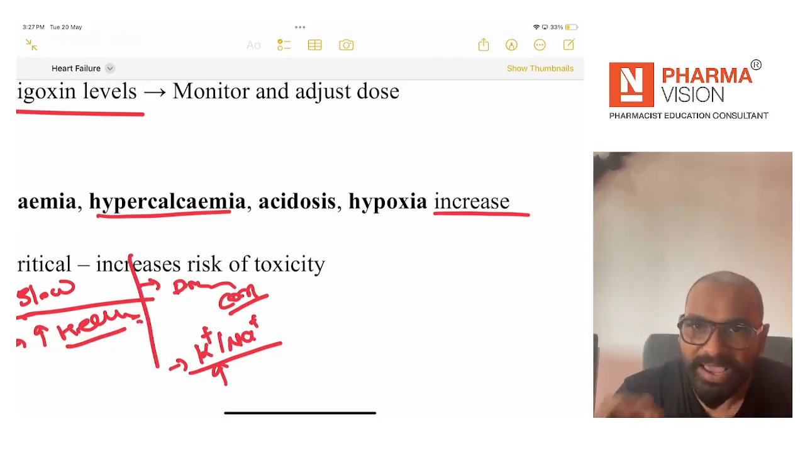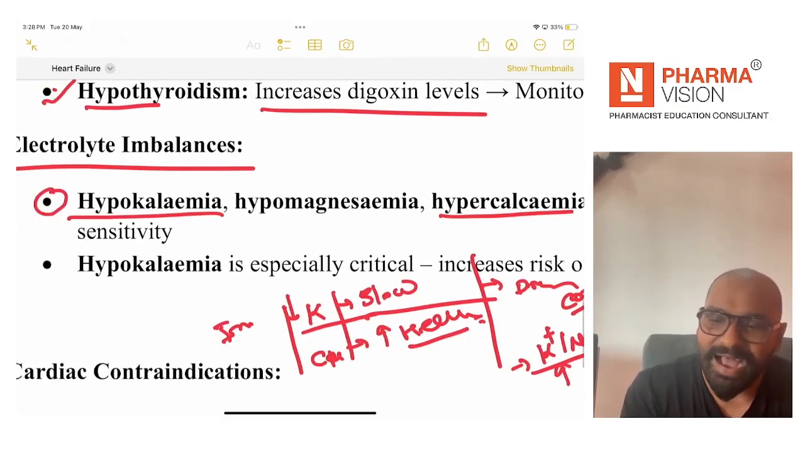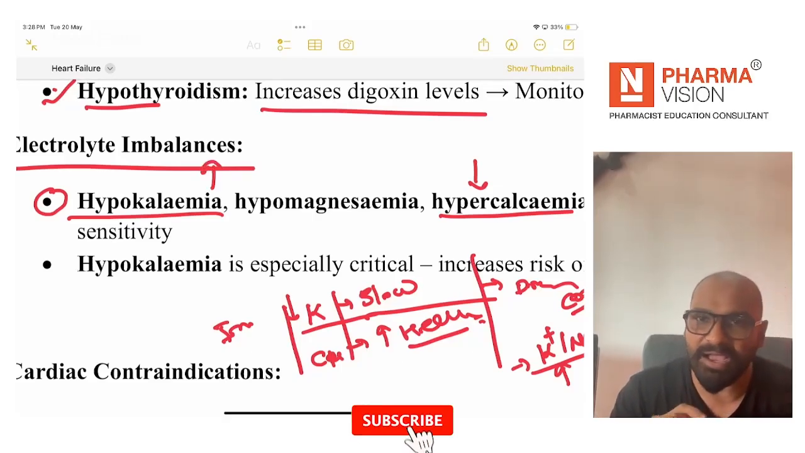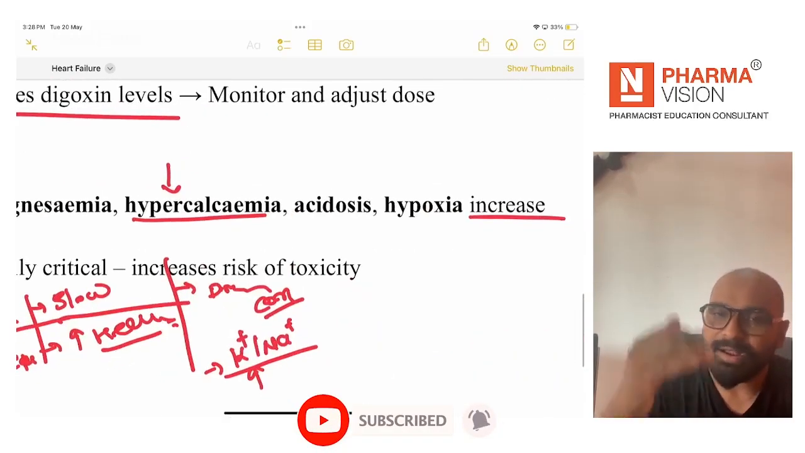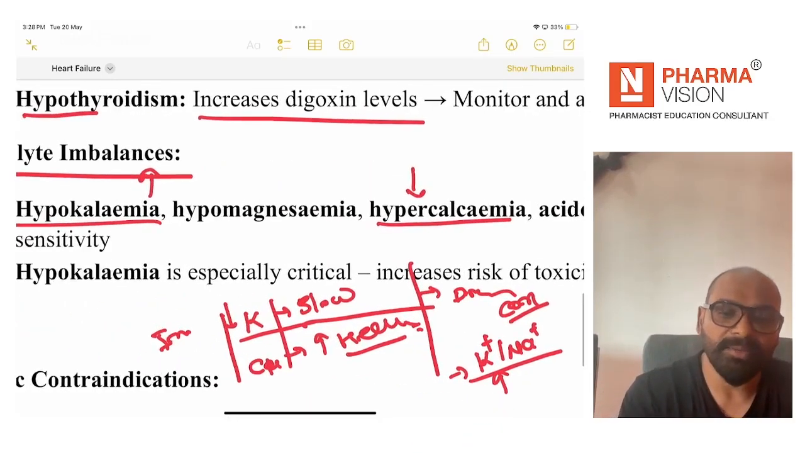So hypokalemia can increase the Digoxin sensitivity, and hypercalcemia too, because calcium also stimulates the heart, and Digoxin also stimulates the heart. So both are stimulants, and that's why it increases the sensitivity of Digoxin. This is very, very important, and you must remember it. On the other side, hypocalcemia and hyperkalemia also decrease the Digoxin sensitivity. So you must remember these four terms.